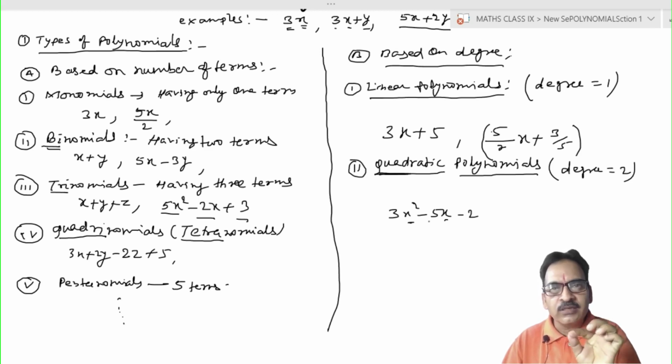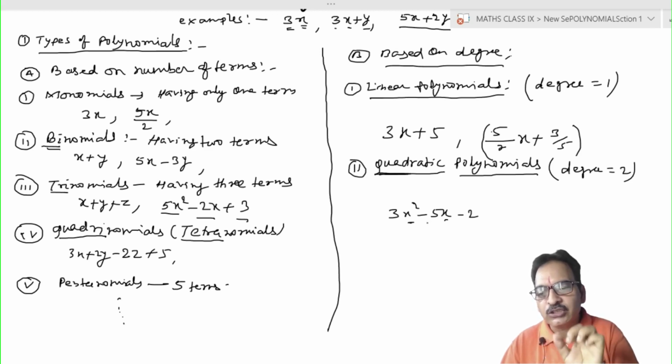So power is 2 and power is 1. So maximum power is 2. So this is the degree 2, or the polynomial having the degree 2. So the second degree equation is called your quadratic equation.